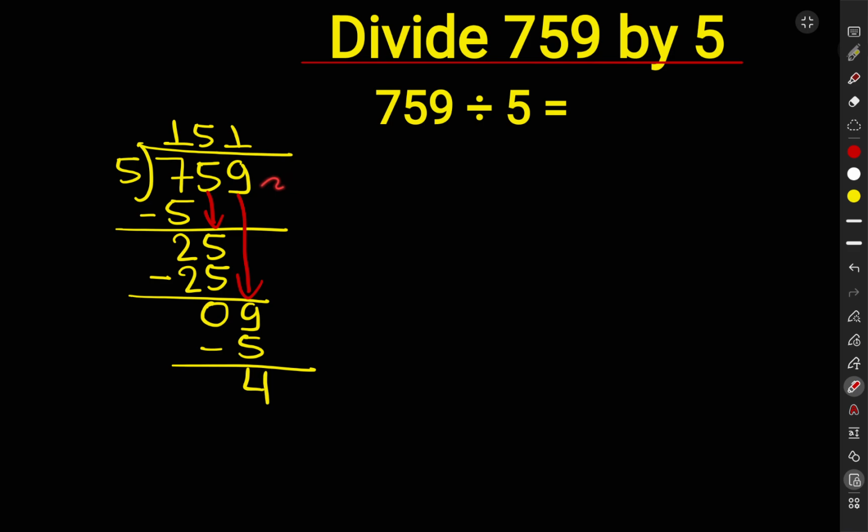So now we have no other number to put down. So we take here a decimal, so that we put 0. So it is 40 and 5 times 8 is 40. On subtracting we get 0. So 759 divided by 5 is 151.8.